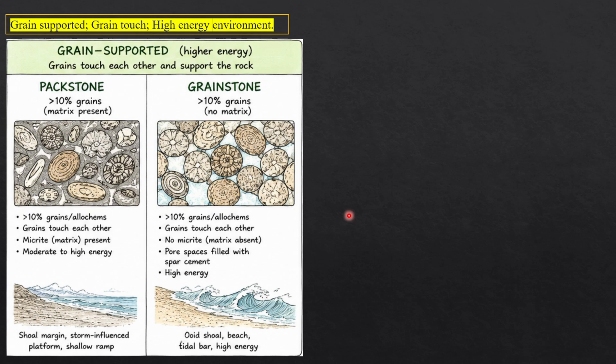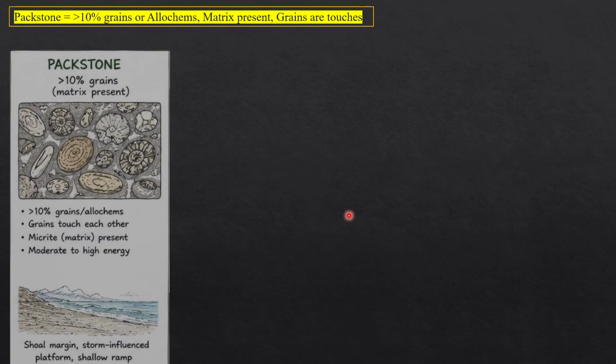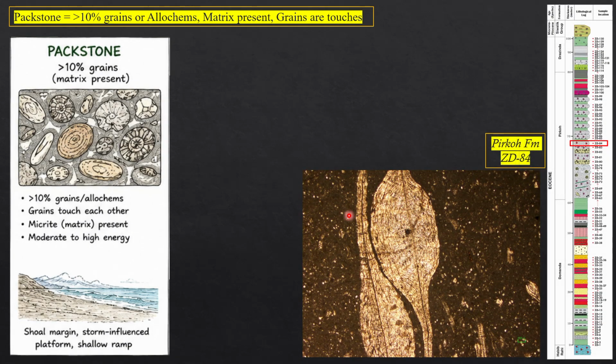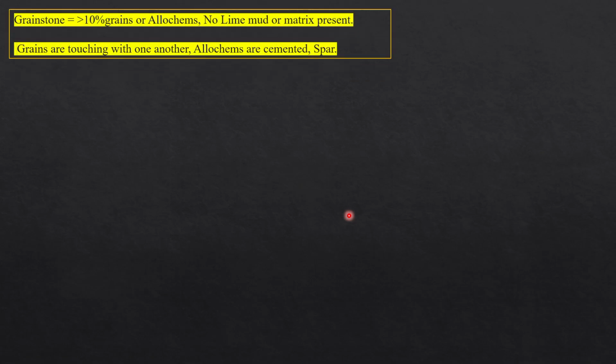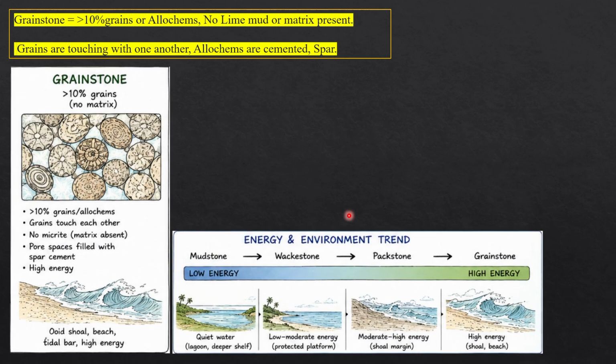Then we go to the grain supported rocks, which we divide into packstone and grainstone. In this you can see the packstone, in which mud is still present but the grains are touching. So in this packstone we have more than 10% grains and the grains are touching. Then we go to the grainstone, in which the grains are touching each other, but there is no micrite, and it shows a very high energy kind of setting.